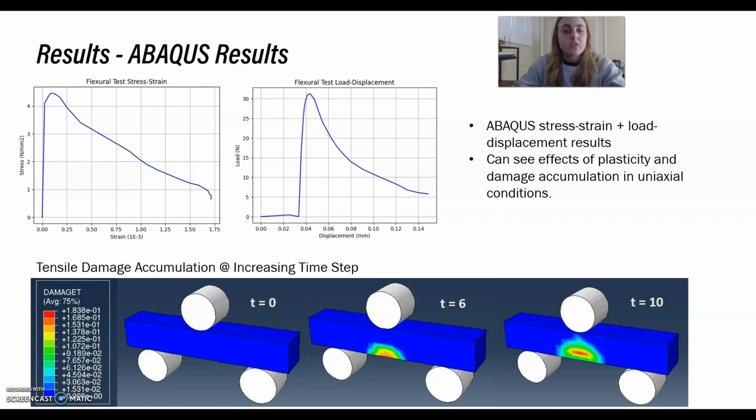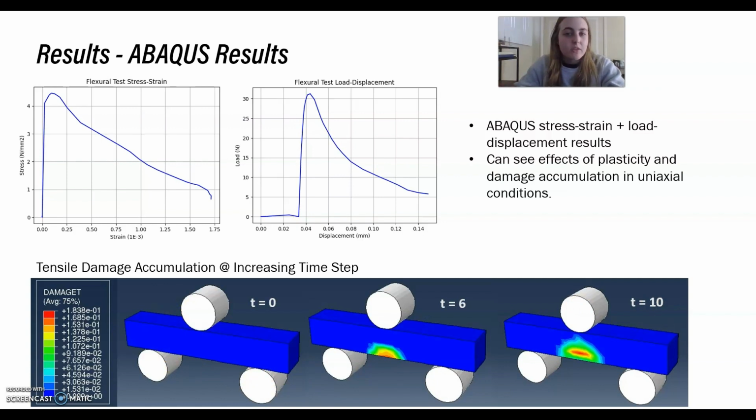So we can see here there's this plastic region that begins to develop. It's a very high modulus of elasticity, and then there's this plastic region that starts to develop here at the top. And then once damage begins to initialize, you can see that there's this slope and it changes as damage begins to accumulate. The stiffness matrix decreases, and something else that's really interesting that I would like to show is that in the Abaqus model, they have this ability to look at the tensile damage accumulation at increasing time step.